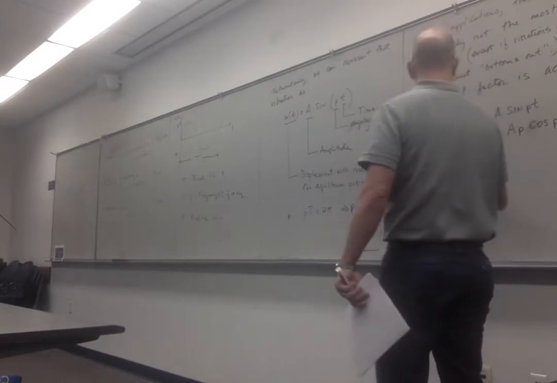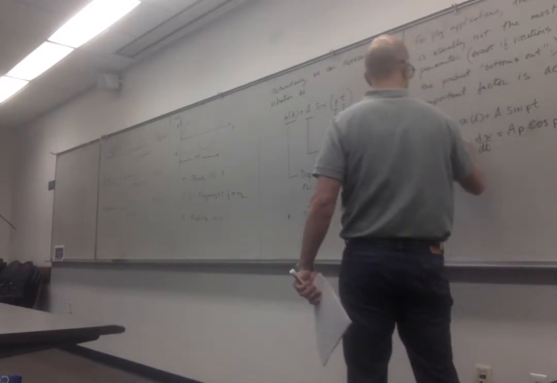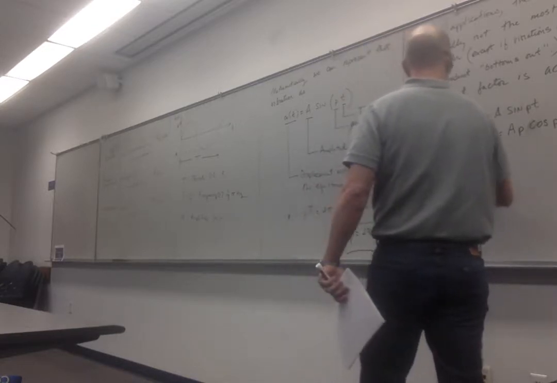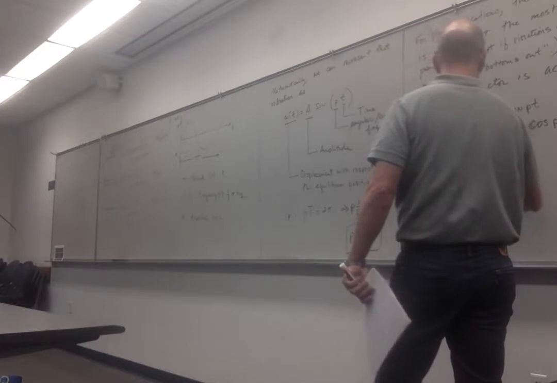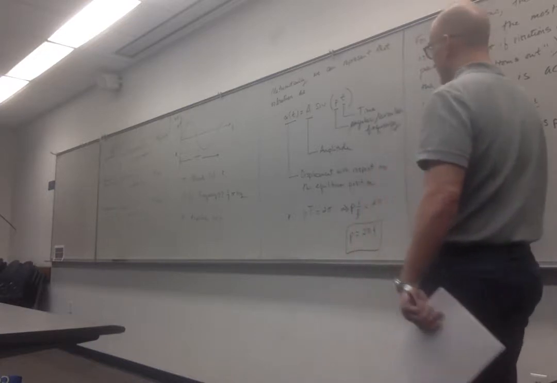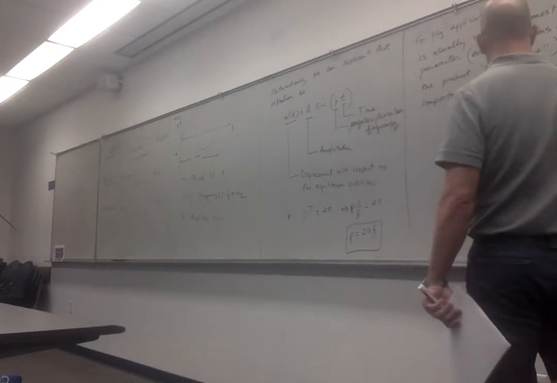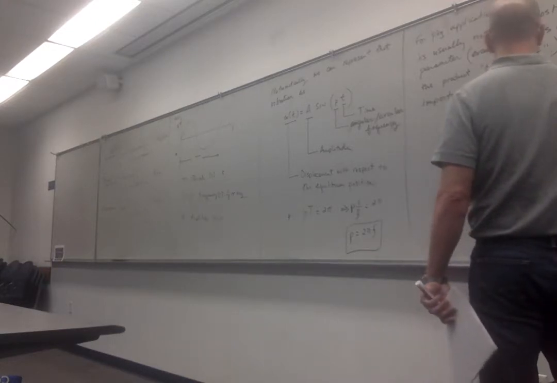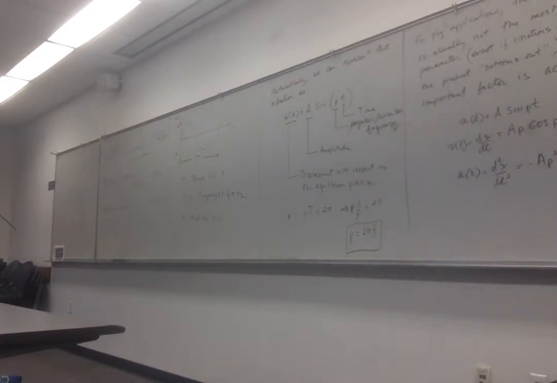Finally, the acceleration, actually these are all functions of time as well. Acceleration as a function of time is going to be equal to d square x dt square, or dv dt. If you take that derivative again, you end up with minus A p square sine of pt.